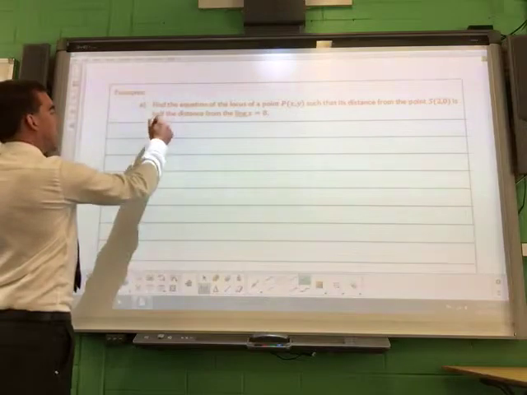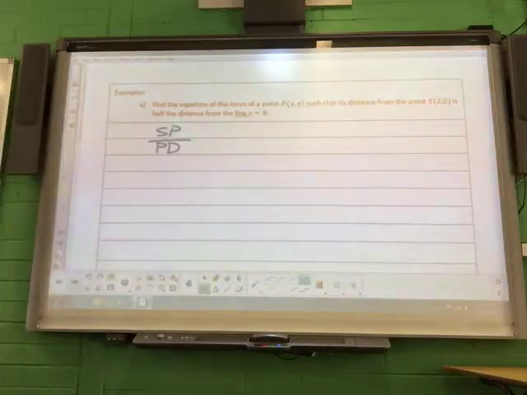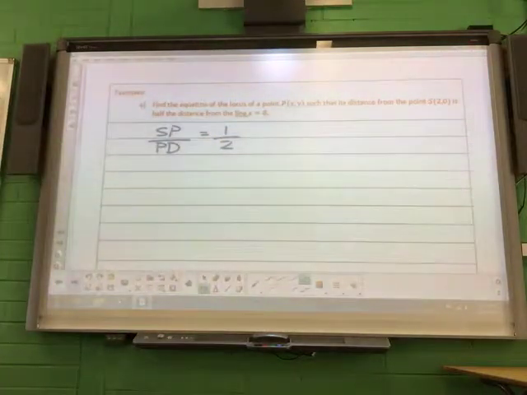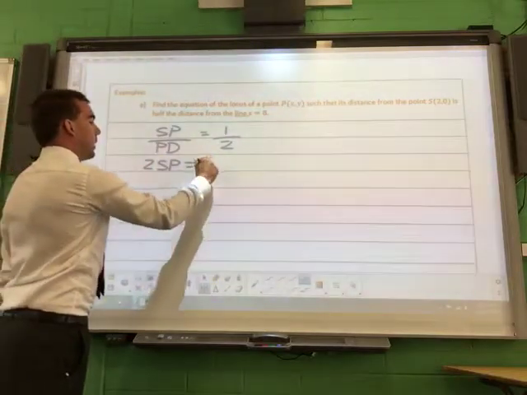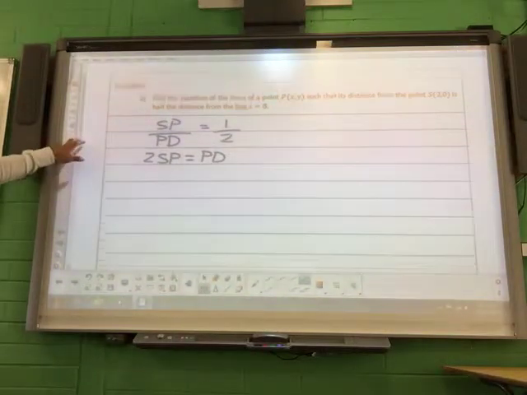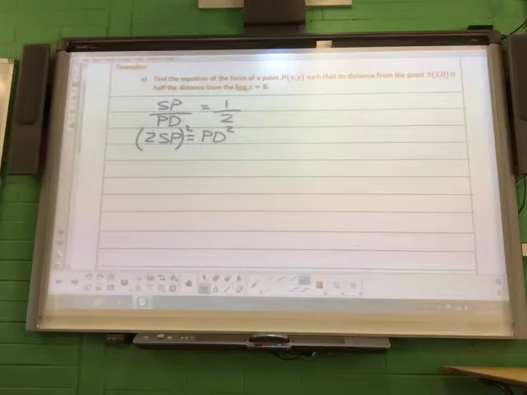Alright, so in other words, what it's saying is that SP over PD, the ratio of the distance from P to the directrix D, is a half. Okay, so in other words, 2 SP is going to be PD. The two lots of that distance from the focus to the point on the ellipse is going to be equal to that same point to the directrix, because the distance is half from there. Right, so we're going to use the distance, so we need to square those to remove the square root from our distance formula.